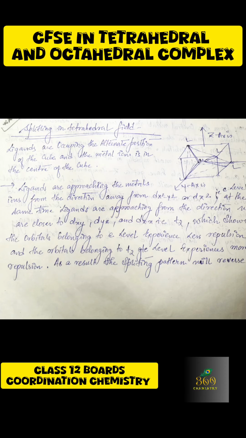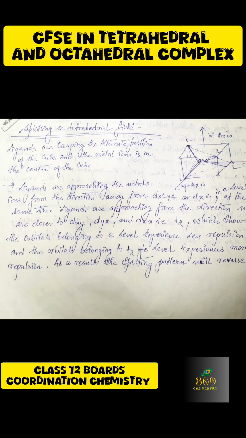But in the case of a tetrahedral complex, the ligand approaches the metal from the direction that is away from dx square minus y square and dz square, and at the same time the ligands approach in the direction closer to dxy, dyz and dzx, that means the t2 level. That means the t2 level, which was the lower one, is no longer in the lower state; it goes to the upper, and the eg level comes to the lower state.